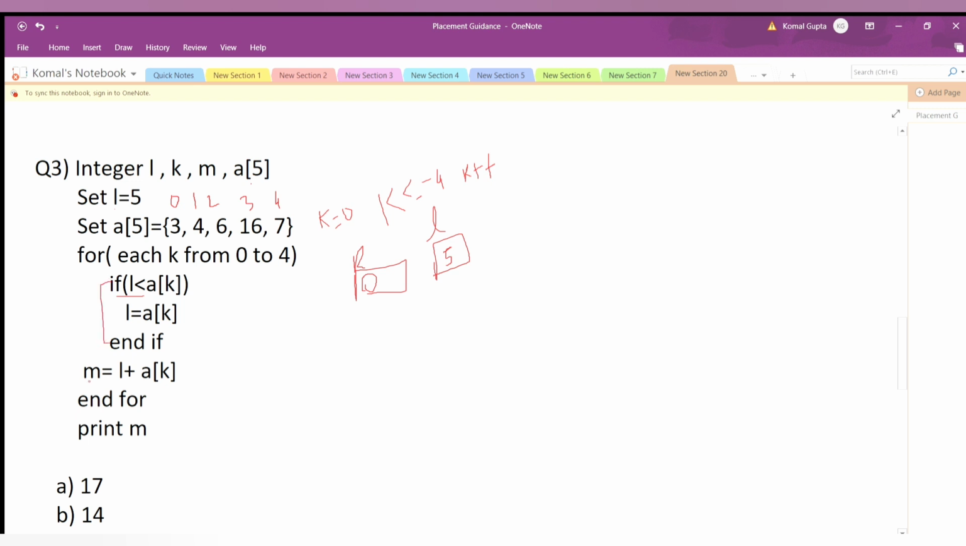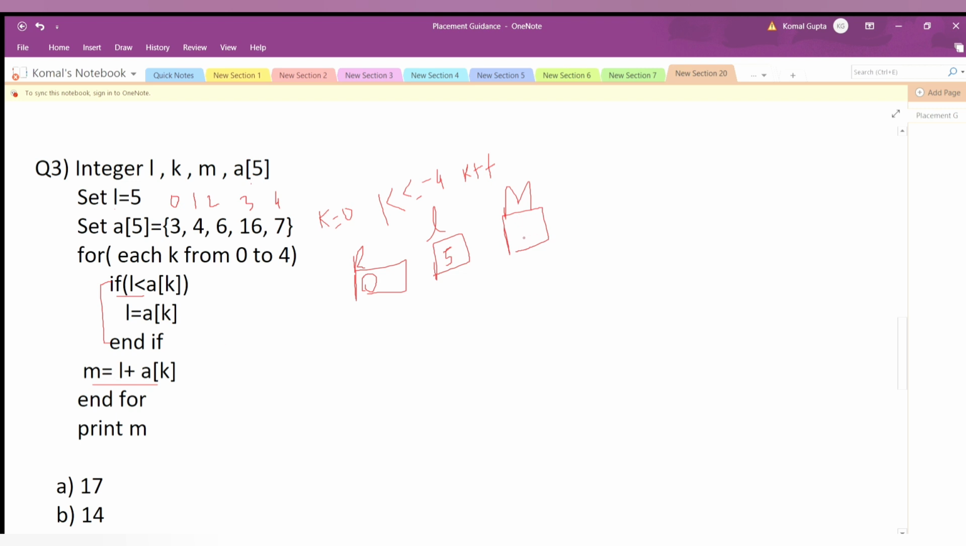Now what it is doing, it is updating the value of M. M will be L plus A of K. So now we will take the one variable M. What it is doing, it is doing the summation of L and A of K. The value of K is 0 now, and A of 0 is 3. So what it is doing, 5 plus 3.